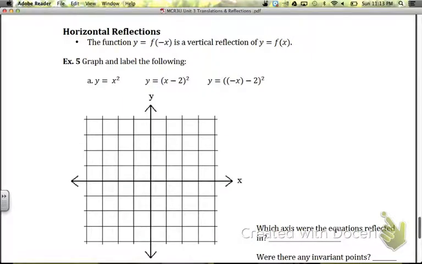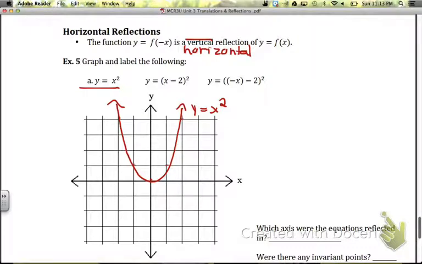Now the last thing we're going to look at today is horizontal reflections. So the function y equals f(-x) is a horizontal reflection of y equals f(x). So we want to graph and label the following. Our first function we want to graph is our base function y equals x squared. So (0, 0), (1, 1), (2, 4), (-1, 1), and (-2, 4). Remember, always label y equals x squared.